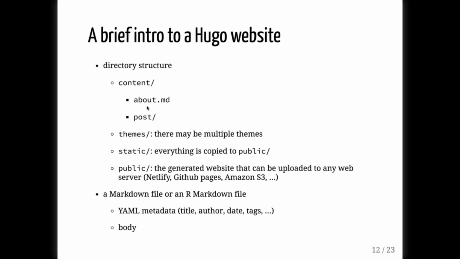For example, you may have an about page, which could be a Markdown file named about.md, and you may also have a post directory for all of your blog posts.